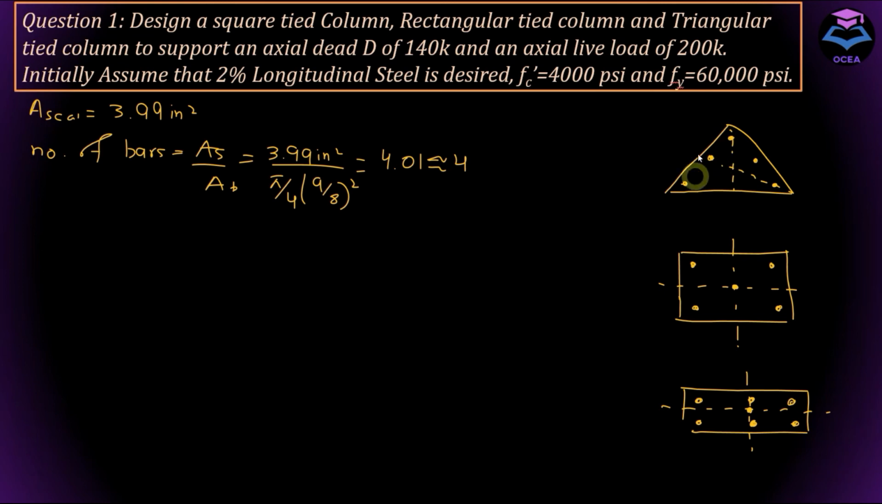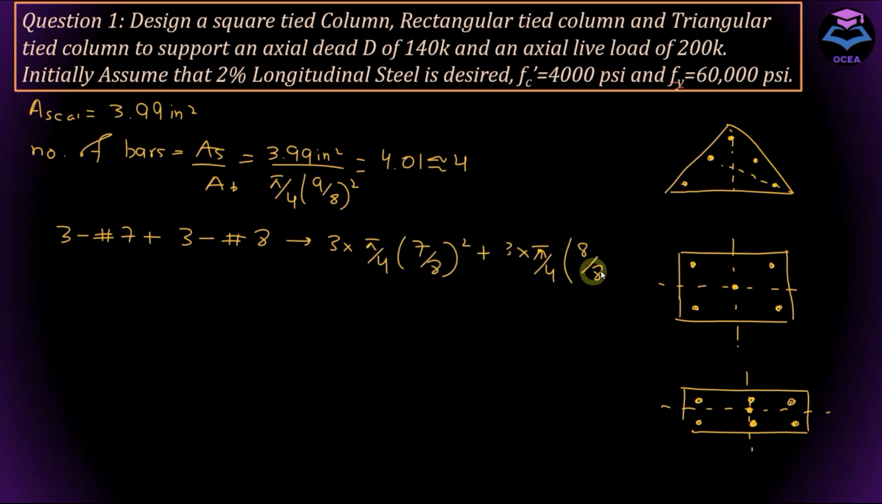Now, how do we deal with this problem here? Well, we can use a combination of bars. For instance, we can use 3 number 7 bars plus 3 number 8 bars, and this gives us an area equal to 4.16 inches square. Now you can see that this value of Ast used, if I use this area of steel, is closer to the area of steel calculated from the formula, which is economical.